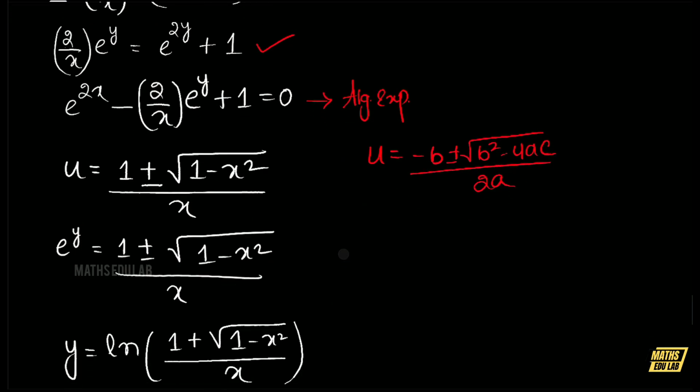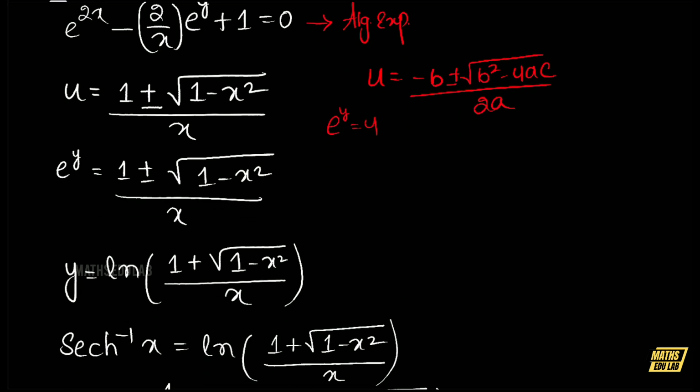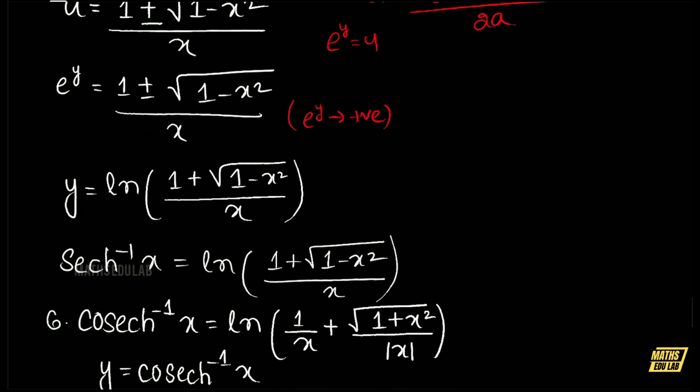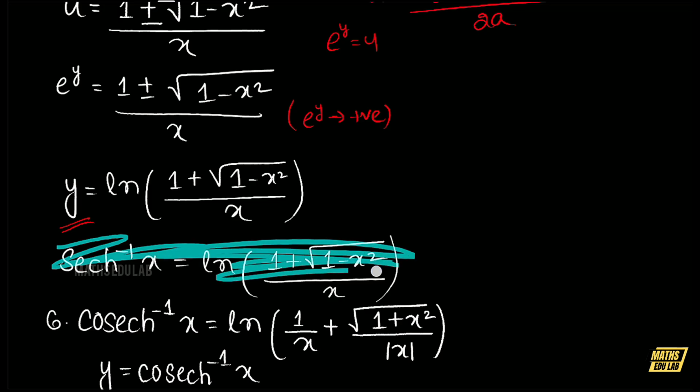We know the form as we have considered here e to the power of y as u. So again we can change this value to e to the power of y, which is equal to 1 plus or minus root over 1 minus x square upon x. As we know, we have to take the positive value since e to the power of y is positive. Then y is equal to ln of 1 plus root over 1 minus x square upon x, and the y value is nothing but sech inverse x equals ln of 1 plus root over 1 minus x square upon x. So this is the sech inverse x formula.